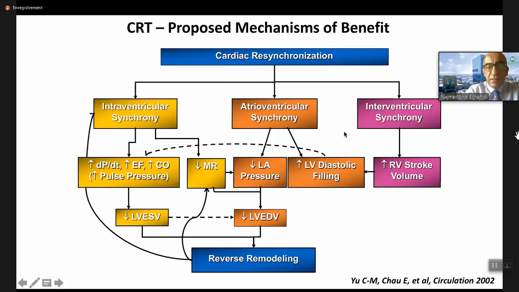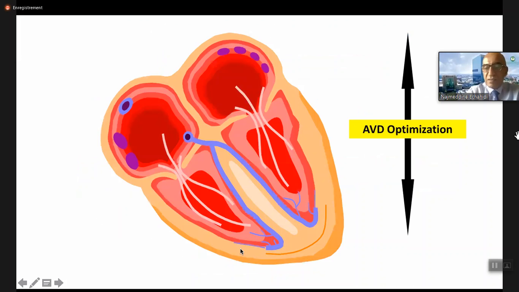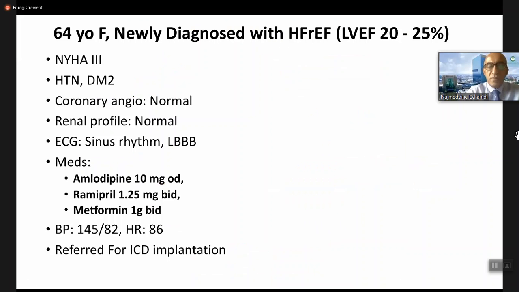Don't forget that when we are talking about resynchronization, we have to resynchronize everything: the intraventricular desynchrony, the atrioventricular desynchrony, and the interventricular desynchrony. So in this regard, we have to optimize our device if we want to increase the cardiac output and favor reverse remodeling. So let's start with AV delay optimization.